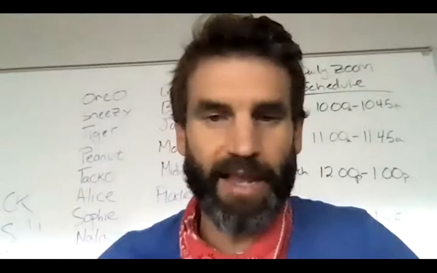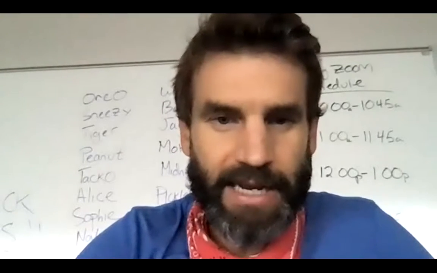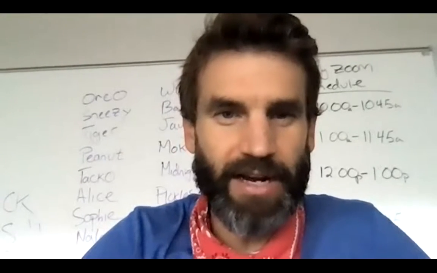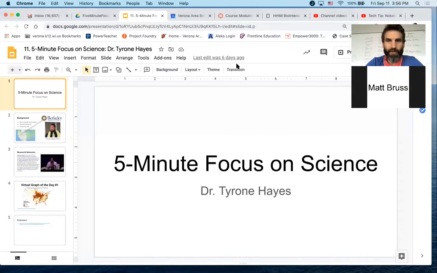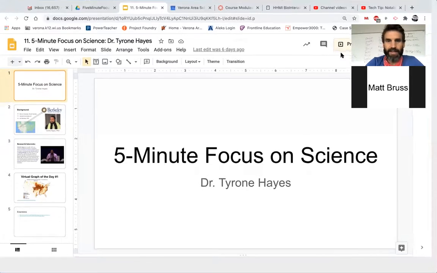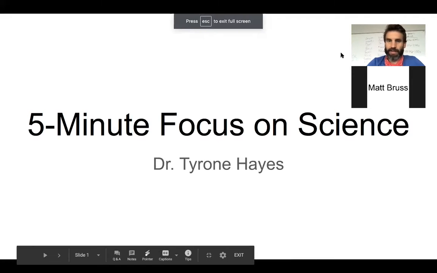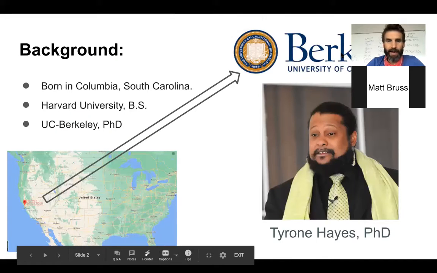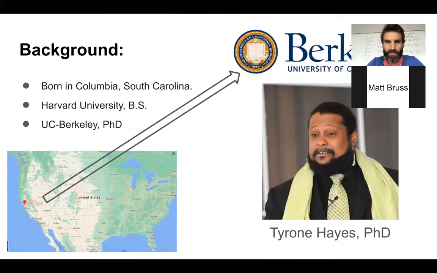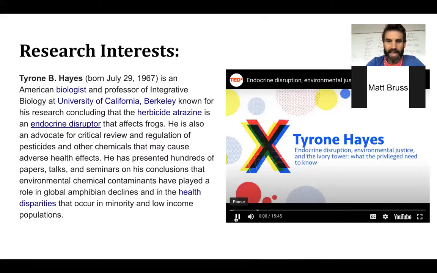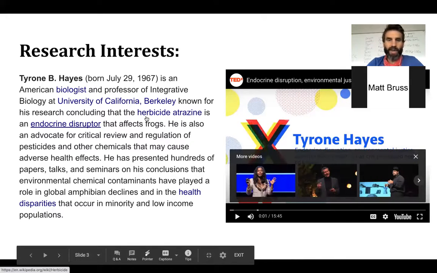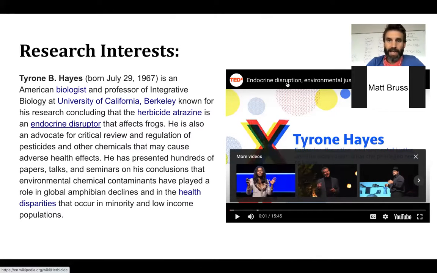I'm going to stop from the iPad. I'm going to come back here on the screen, and I'm going to show you the 5-minute focus on science. So today we talked about Dr. Tyrone Hayes. Dr. Hayes is a researcher at UC Berkeley, and he studies a weed killer called atrazine and how it affects frogs.